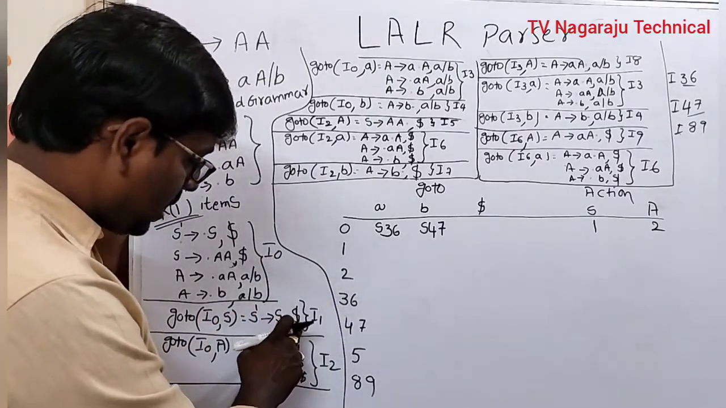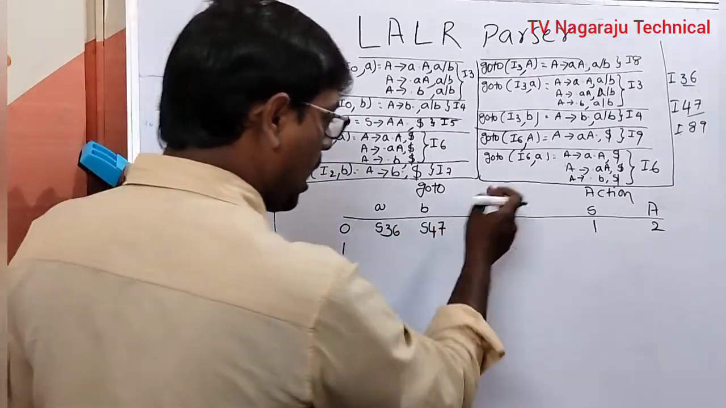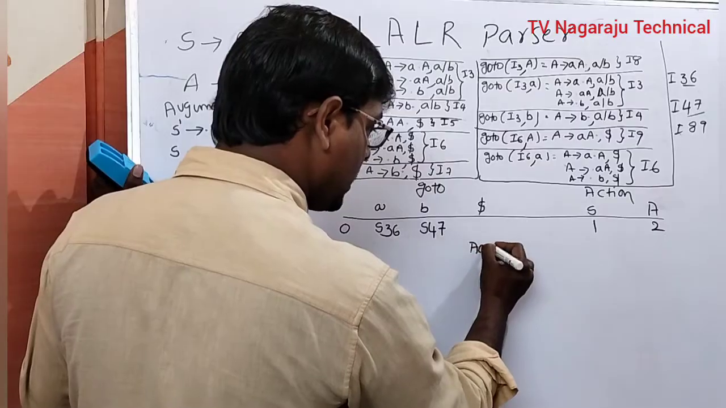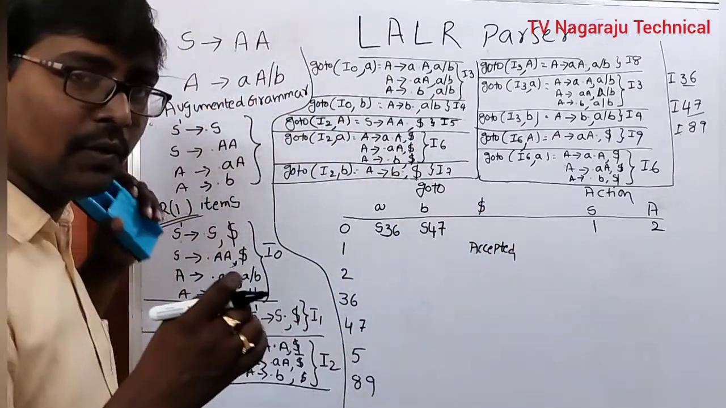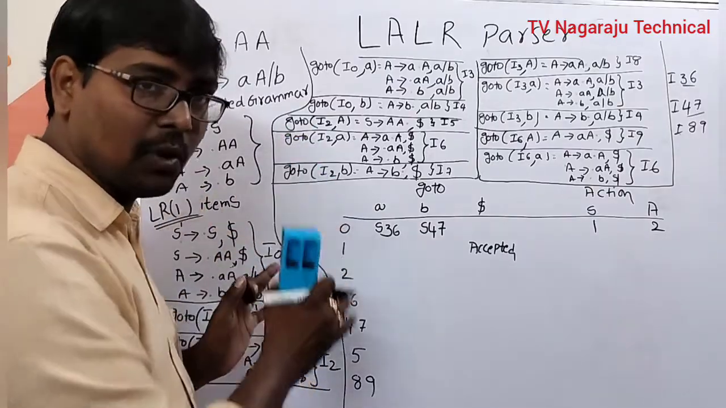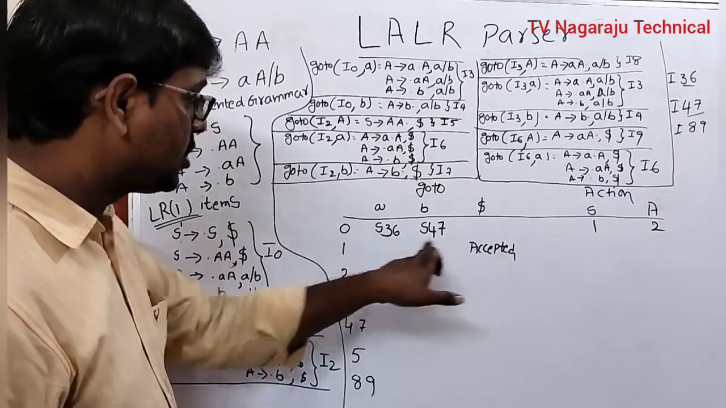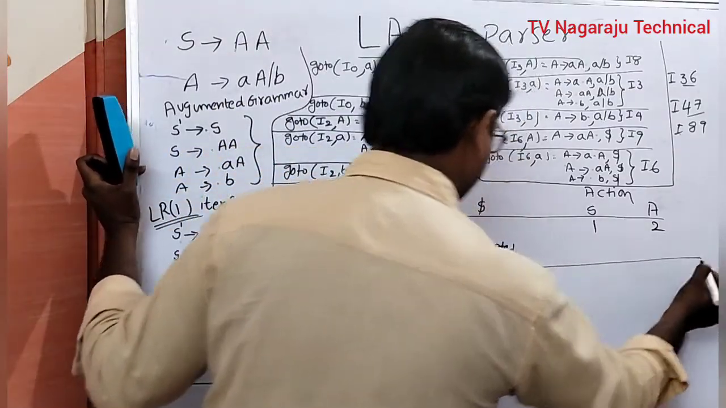Now, what is the terminal here? Dollar is the terminal. That is, I1 on dollar, the string is accepted. Not only for this grammar, remember, whatever example grammar we are taking, if it is constructed, it is possible to construct that the I1 state is the only accepted state.